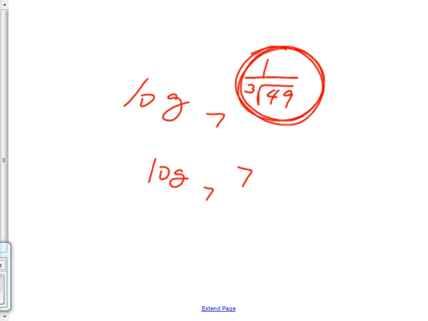That would be the power of negative, because it's 1 over, and this is a fraction, and the roots go on the bottom. That's the root. It's the third root, so I put the roots on the bottom. And then the 7 would need to get squared to turn into a 49, so that's a 2. So then the answer for this one is negative 2/3, because I've made it so that this base and the base of the argument are the same. So the answer is the exponent, negative 2/3.